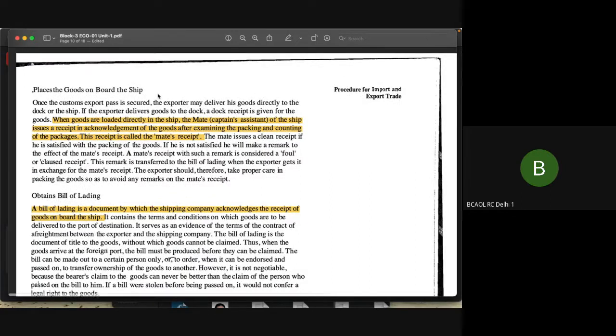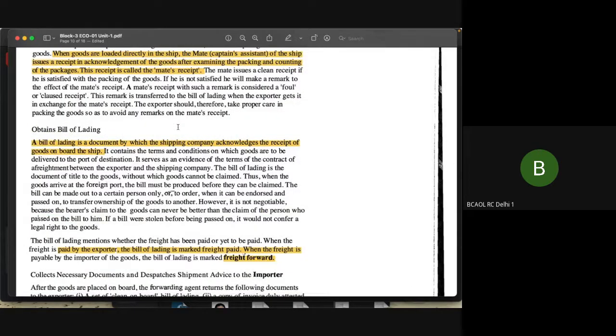Place the goods on the ship. When you place the order on the ship, the captain of the ship gives you an acknowledgement slip. That slip is known as the mate receipt. Okay? When the captain of the ship acknowledges that this order is on my ship now, the receipt received is called the mate's receipt. And the bill of lading is when the shipping company acknowledges it.